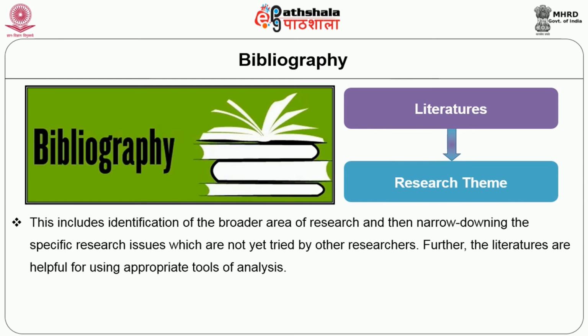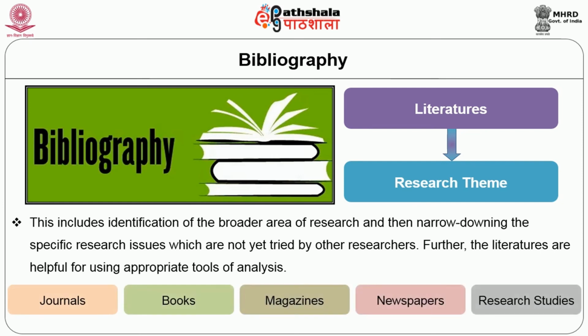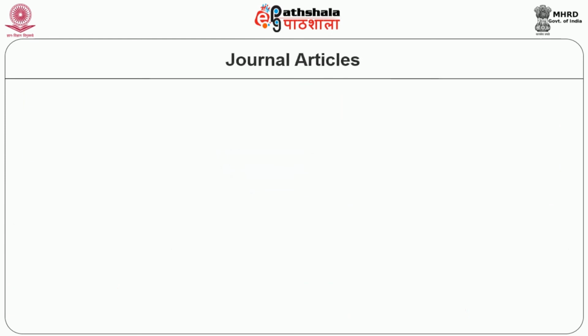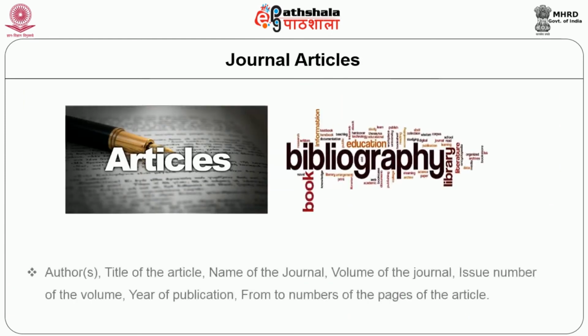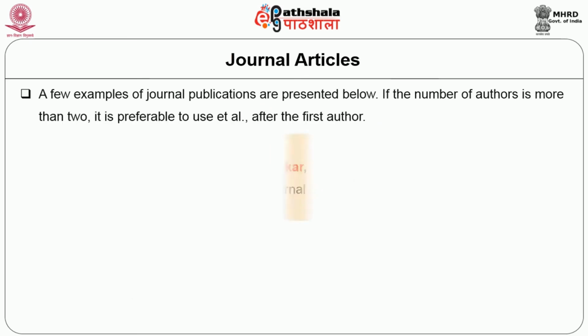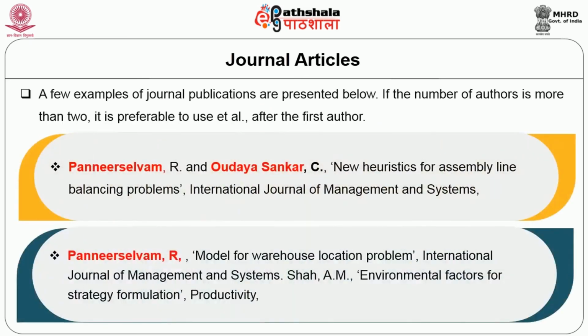The references can be classified into journals, books, magazines, newspapers, research studies, etc. The journal article includes authors, title of the article, name of the journal, volume of the journal, issue number of the volume, year of publication, and from-to numbers of the pages of the article. A few examples of journal publications are presented below.